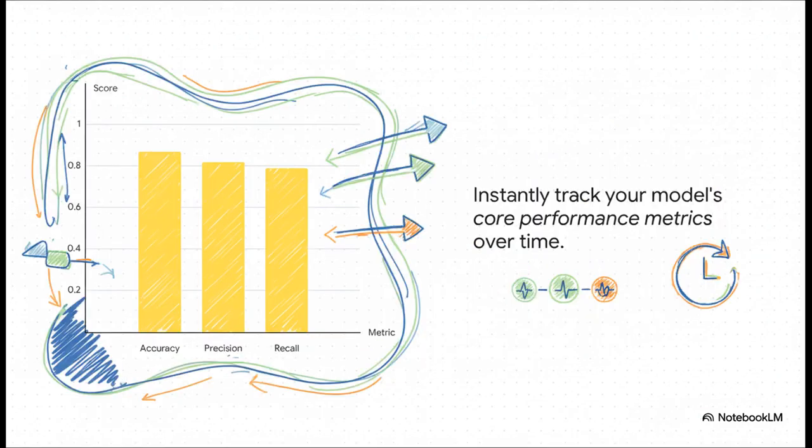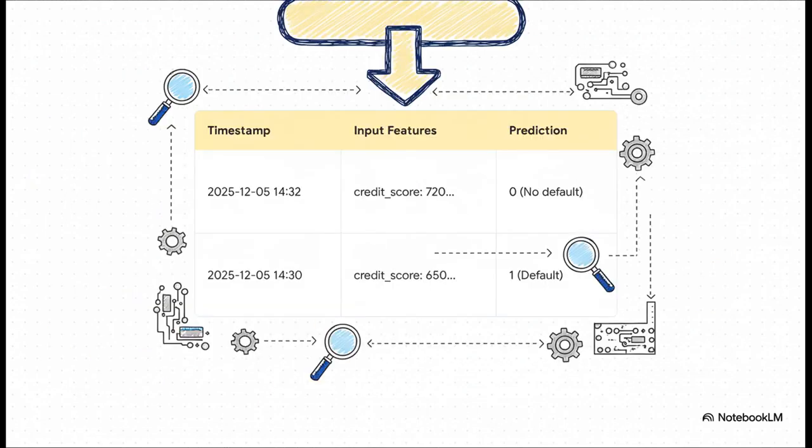But it's not just a big number, right? What's really powerful is that the dashboard immediately starts crunching the numbers for you, visualizing your model's core performance. You can track things like accuracy, precision, and recall over time. It's like having a constant pulse on your model's health. And if you ever see a weird dip in your charts and need to investigate, you can dive right in. You can drill down from those high-level graphs into a log of every single prediction. You see the exact inputs, the exact outputs. It is an absolute lifesaver for debugging.